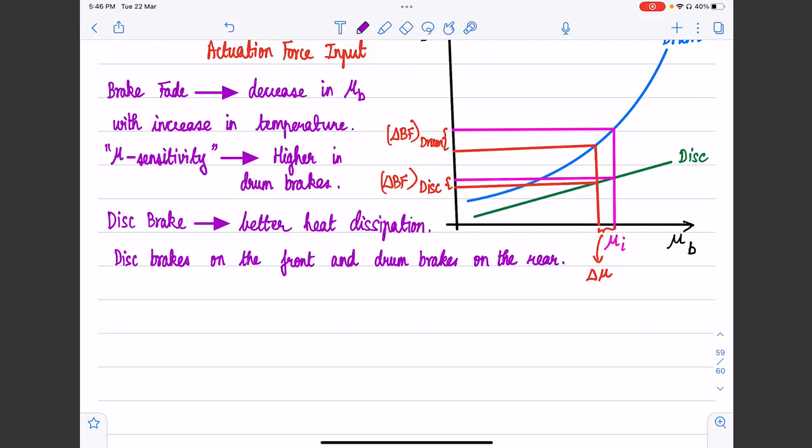All right, so I hope this reasoning is clear. Okay, any questions?